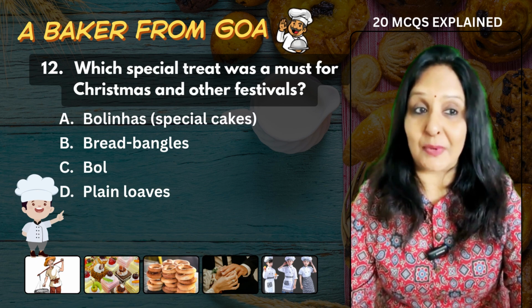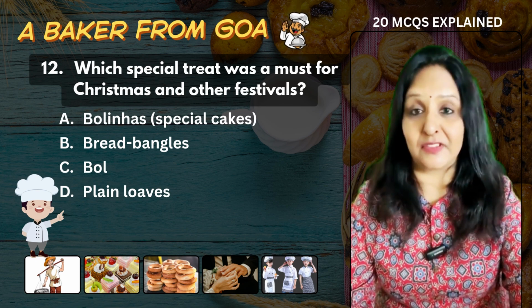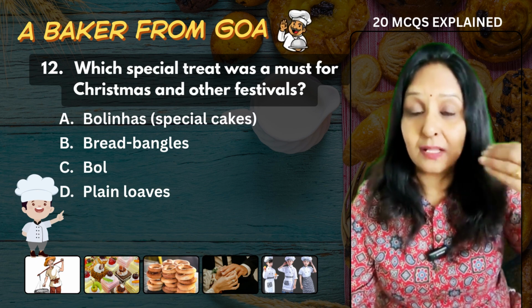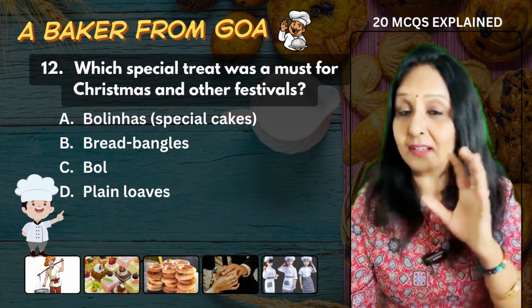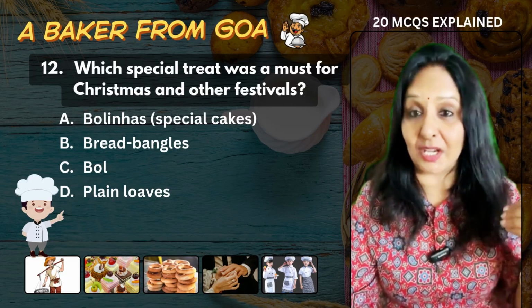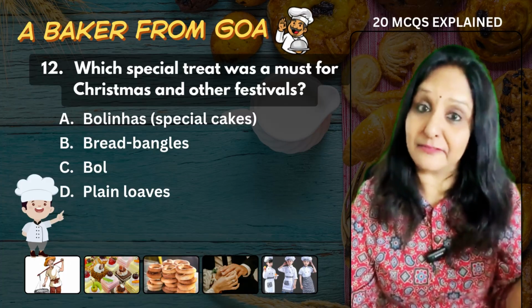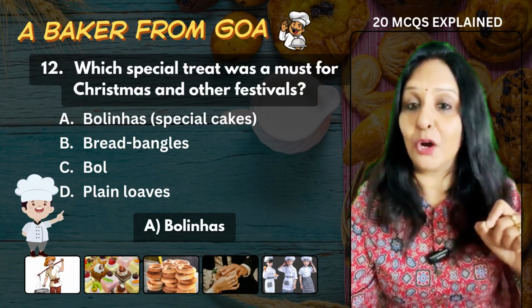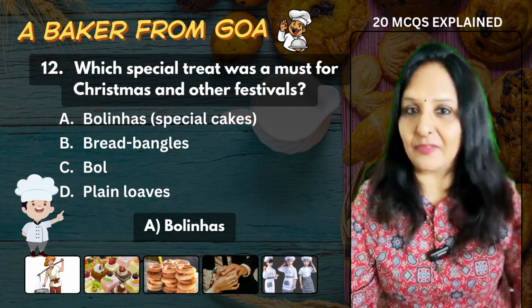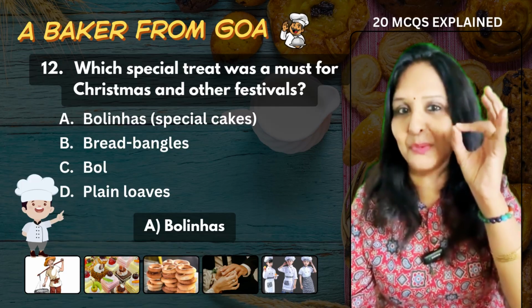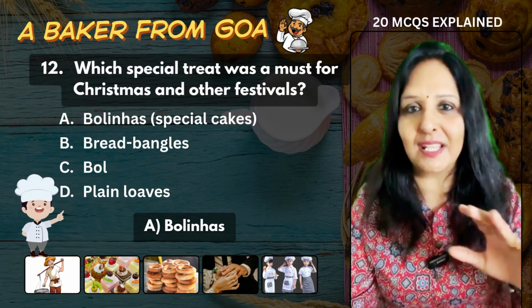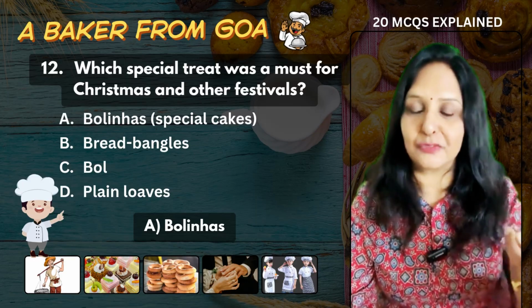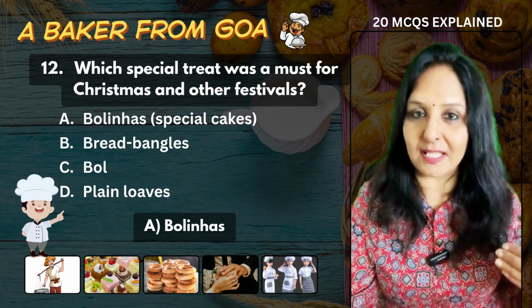Question 12. Which special treat was a must for Christmas and other festivals? So this is about the engagement and the wedding that we saw. Now let's check it out for Christmas and other festivals. It was bulinhas or special cakes. So we know bowl, we know bulinhas, we know sandwiches, and what they are used for, that also you know. For Christmas and other festivals, these were the things that were used.